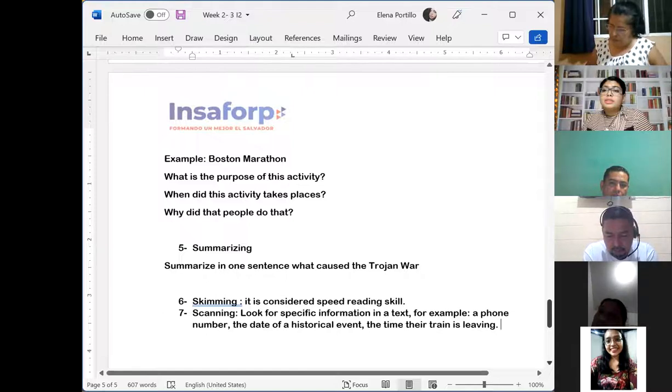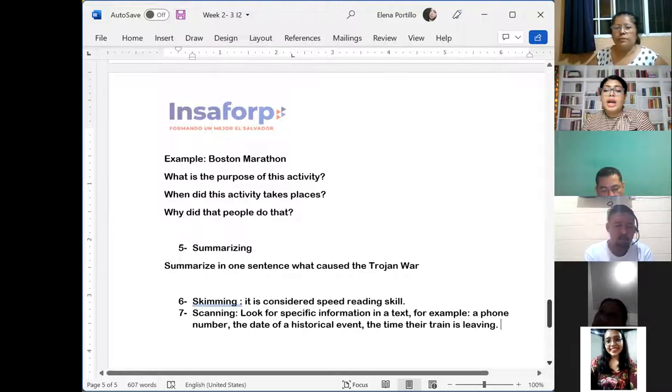Because it's very relaxing to have time to read a book, or to read a magazine, or to read an article that is very interesting for us. But in some cases, we don't have that time to do it. So in these cases, we are going to use the strategies for the reading skill. So we have 7, and we have explained all of them. So then I will send you the 7 strategies, so don't worry.